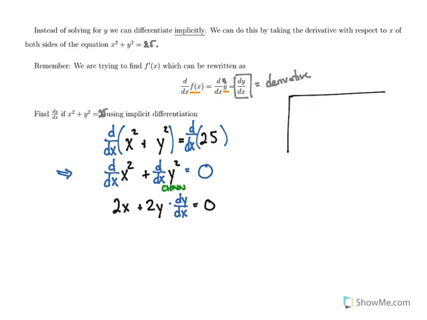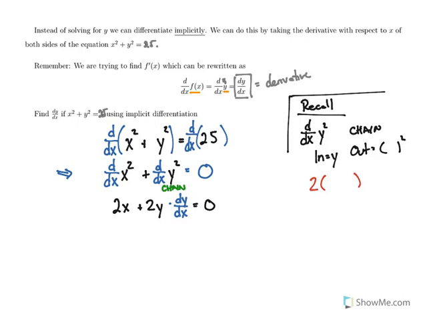So let's recall from the first page. If we want to do the derivative of y squared, we have to use the chain rule. We have the inside function is y. We have the outside function is something squared. So we take the derivative of the outside. We leave the inside function alone, and we multiply by the derivative of the inside, except now we can just rewrite this d/dx of y as dy/dx.